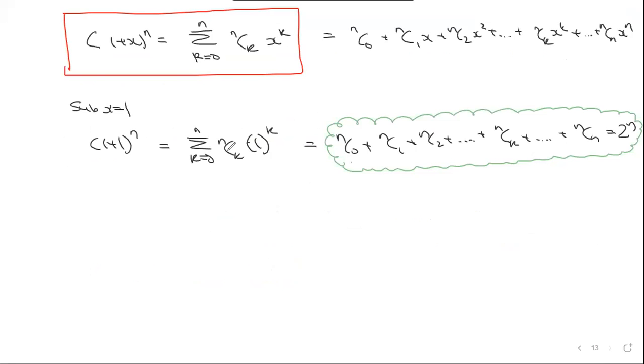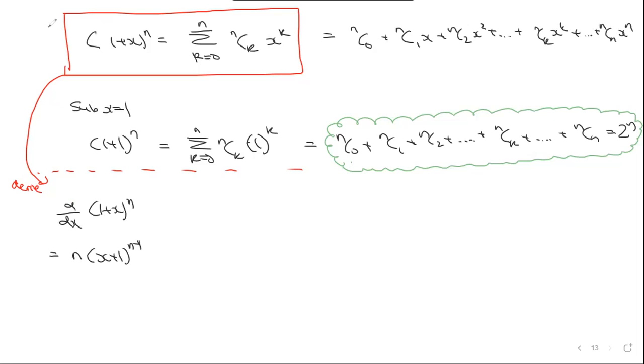So if I take this expression I have up here, and now I differentiate this, that means I'm differentiating the left-hand side, which is quite clearly going to be n times (x plus 1) to the power of n minus 1. That's pretty clear. But I mean, the left-hand side is equal to the right-hand side. So if I differentiate the left-hand side, the derivative of the left-hand side should equal the derivative of the right-hand side. So it must equal the derivative of the sum from k equals 0 to n of nCk x to the k.